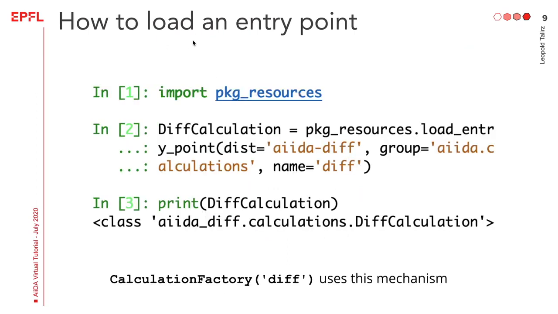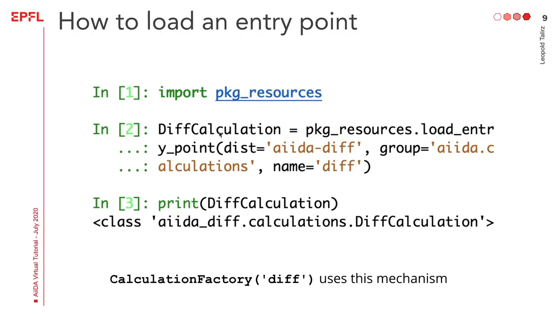How does AiiDA do this? This is something that you can do yourself in 2 lines of Python. You import pkg_resources, which comes with the setuptools Python package, and you call the load_entry_point method. You pass it a distribution, which is simply the name of your AiiDA plugin package. You pass it an entry point group, in this case AiiDA.calculations, and you pass it the name of the entry point, in this case diff.